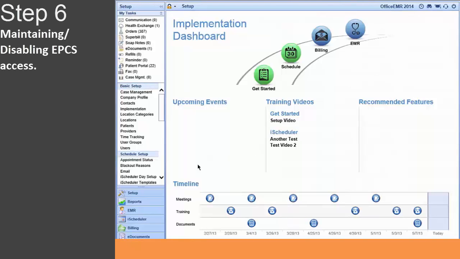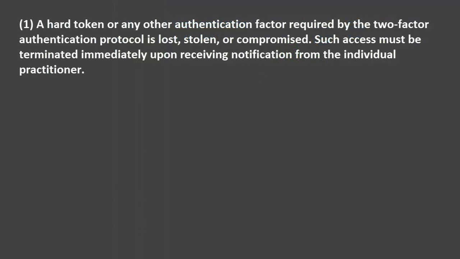Step 6. Maintaining and disabling EPCS access. Another key component and requirement of EPCS is that your office keeps this access and credential information up to date. The most crucial component is disabling access. There can be any number of reasons that this needs to take place, but we will review the 4 items that require EPCS to be disabled.